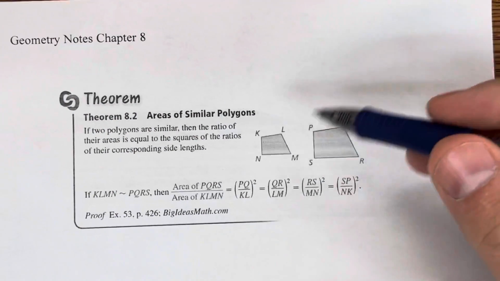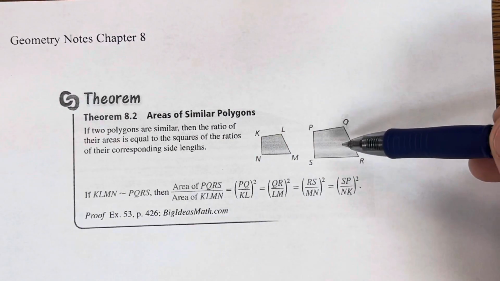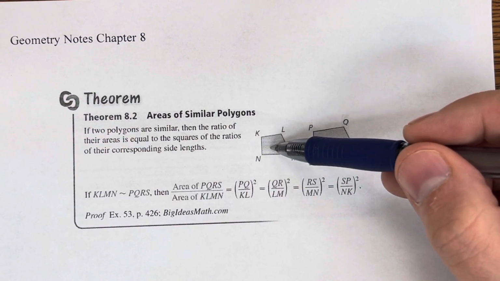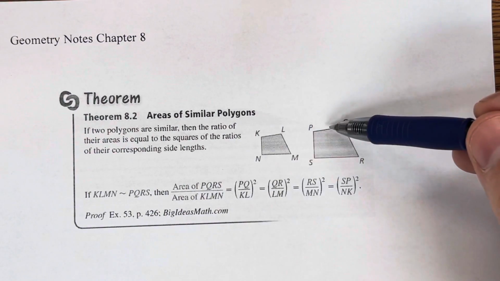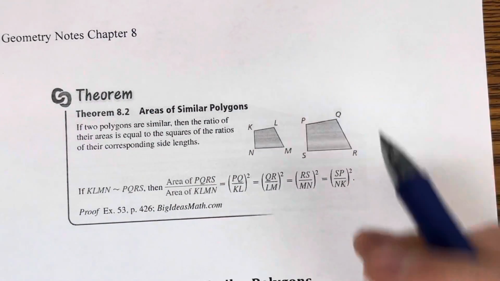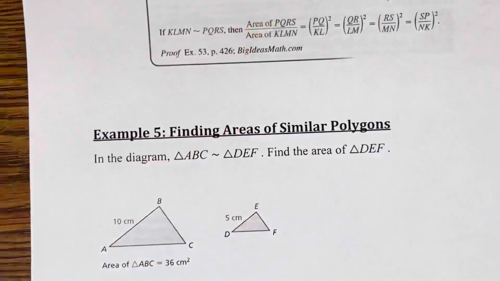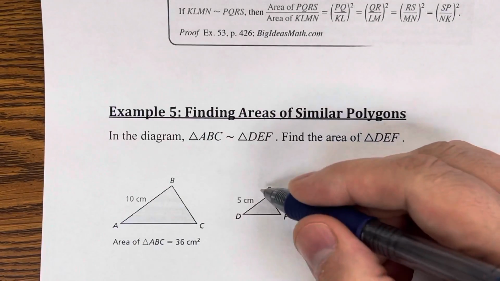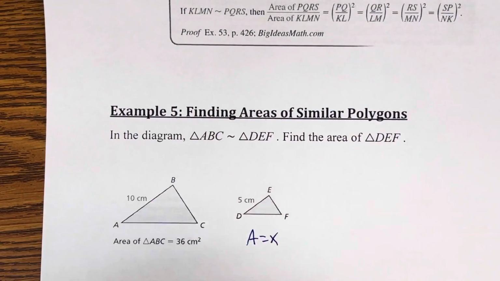So in this diagram, we just kind of took a look. The area of the big one over the area of the small one is equal to the side lengths that correspond squared. Okay, so that's how we're going to set this up. So we need to find the area of DEF. So this is what we're looking for, the area that's equal to x.